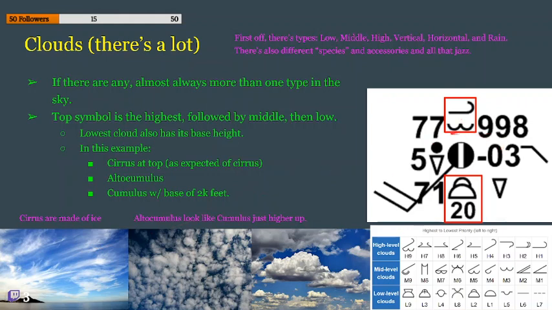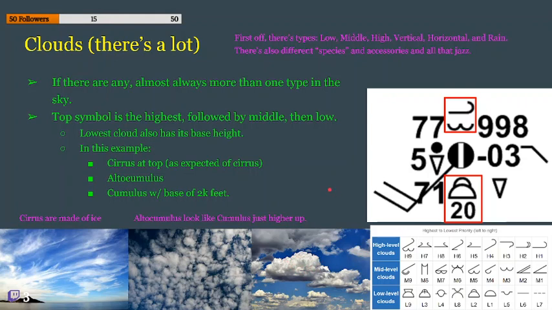The middle level cloud in this example is altocumulus, seen here in the middle. Altocumulus looks like cumulus, just higher up. Alto for middle, surprisingly. Last but not least is your low-level cloud, which happens to be cumulus in this example, with a cloud base of 2,000 feet. And there's a picture of your standard cumulus.